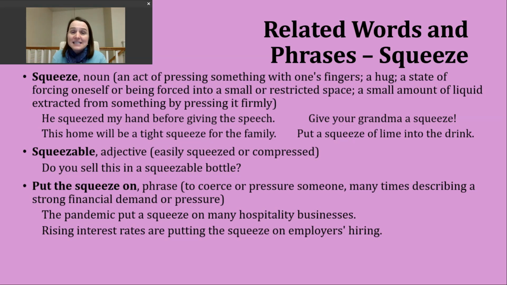Okay? And a second example here, rising interest rates are putting the squeeze on employers' hiring. So, here in the United States, our interest rates have increased. So, there's greater expense as companies borrow money. So, many companies are kind of thinking, oh, do we want to hire more workers? Because we've got to pay those people. So, it's putting pressure on many organizations to not hire replacements or to reduce the amount of hiring that they're doing.